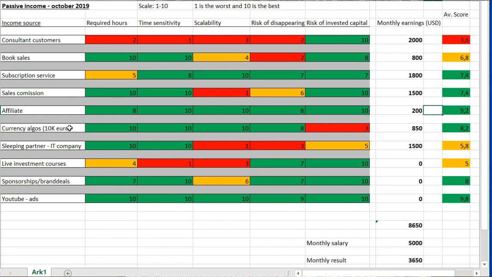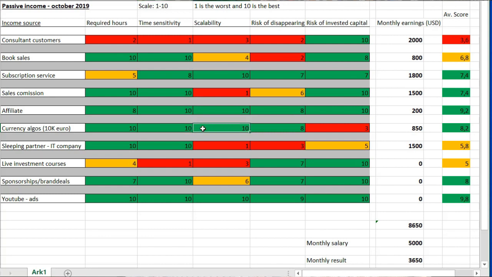Then I have one here, and I was not really sure what I was going to put this one in, but that is my currency algos. Well, it's not my currency algos, but a friend of mine has developed it, and I have put 10,000 euro in here, and well, that might be something like $11,000-12,000. And that is not requiring any hours. I am looking at the algo once in a while, but it doesn't take any work from me, and therefore it's also a 10 here.